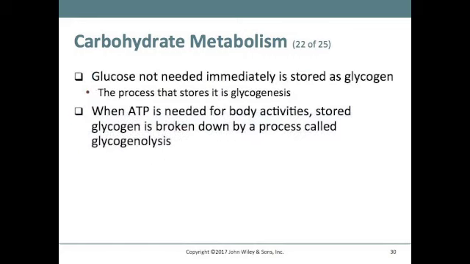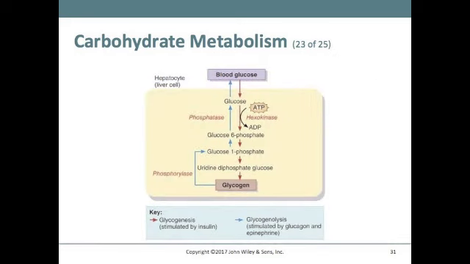Moving on to the next slide. Glucose not needed immediately is stored as glycogen. The process that stores it is called glycogenesis. Then, when ATP is needed for body activities, stored glycogen is broken down by a process called glycogenolysis. So looking at figure 25.11 on page 1012, we can see glycogenesis and glycogenolysis. The glycogenesis pathway converts blood glucose into glycogen, and the glycogenolysis pathway breaks down glycogen into glucose.